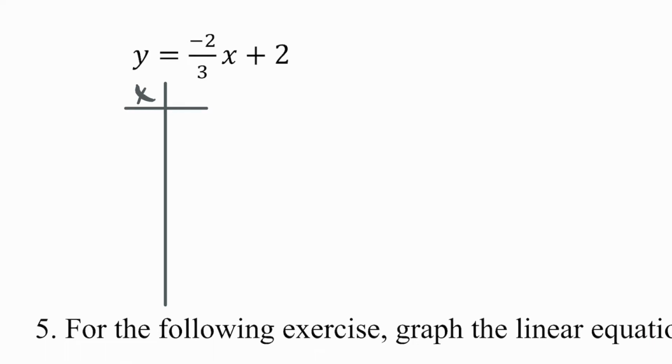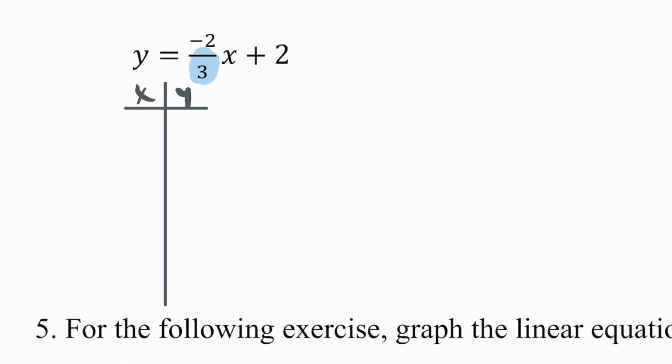So I've got a column for x values and a column for y values. I could just pick numbers randomly, like x is 0, 1, 2, 3. That would work. But because of this fraction, and I don't want to try to graph with fractions if I can avoid it, I'm going to pick x values that are multiples of 3 so that when I plug them in, I don't have fractions as a result.